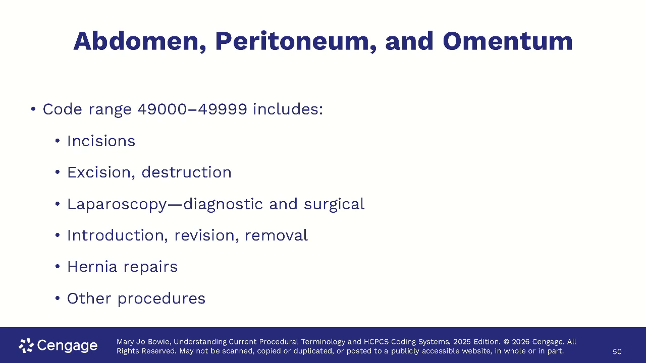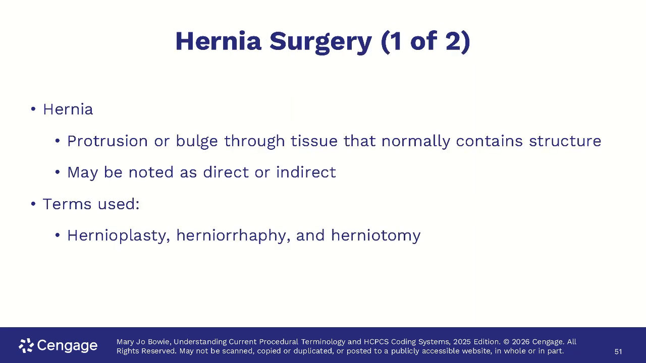Abdomen, peritoneum, and omentum. So the abdomen is the area of the body that lies between the thorax and the pelvis. The peritoneum is the membranous lining of the abdomen. The omentum is part of the peritoneum that connects the stomach to other structures. So procedures that you will see over here: incision, excision, laparoscopy, diagnostic and surgical, hernia repair, other procedures, introduction, revision, and removal.